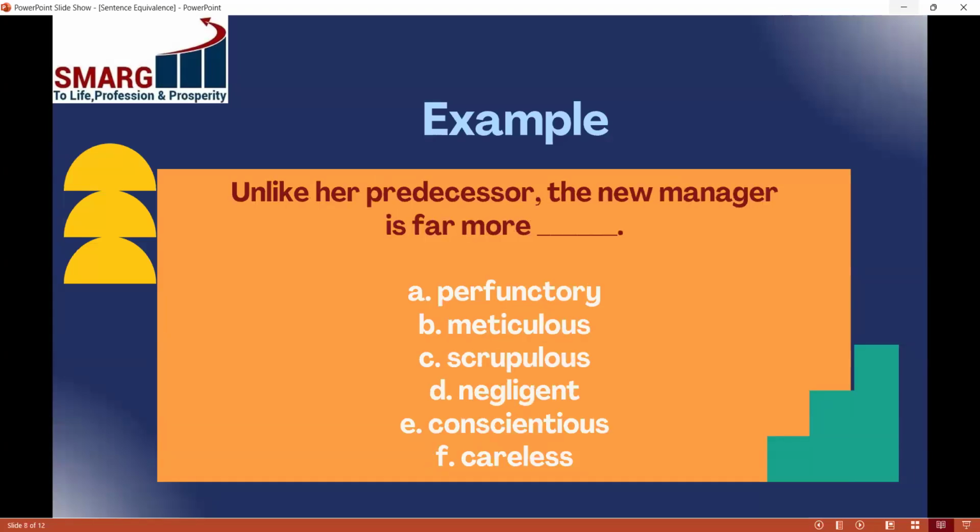Now, next one. Unlike her predecessor, the new manager is far more. Now, what kind of a word are we looking for based on the choices that we have?